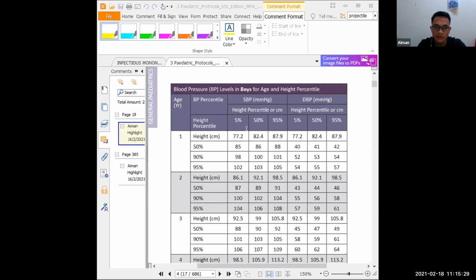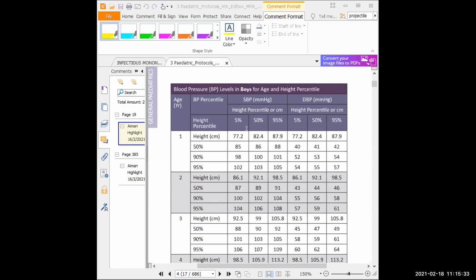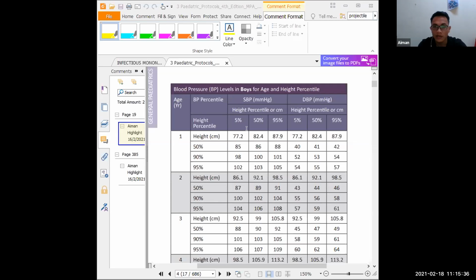So actually, are you saying that there is a more simplified blood pressure table that we can refer to in order to know whether the patient has hypertension or not? Is that what you mean?